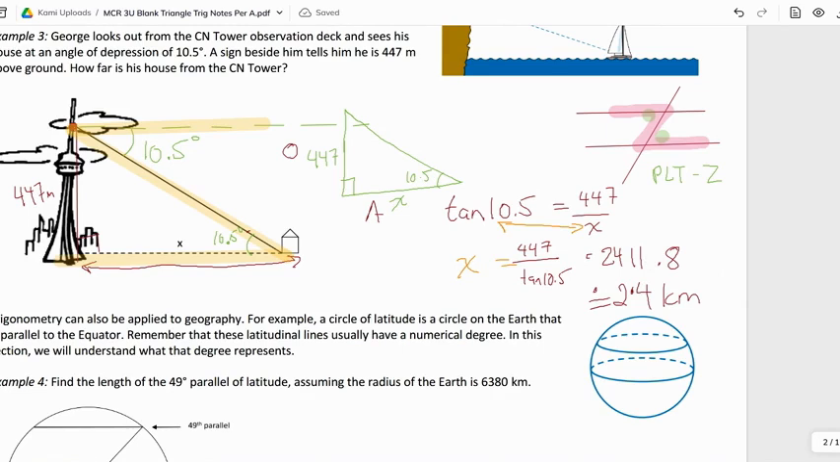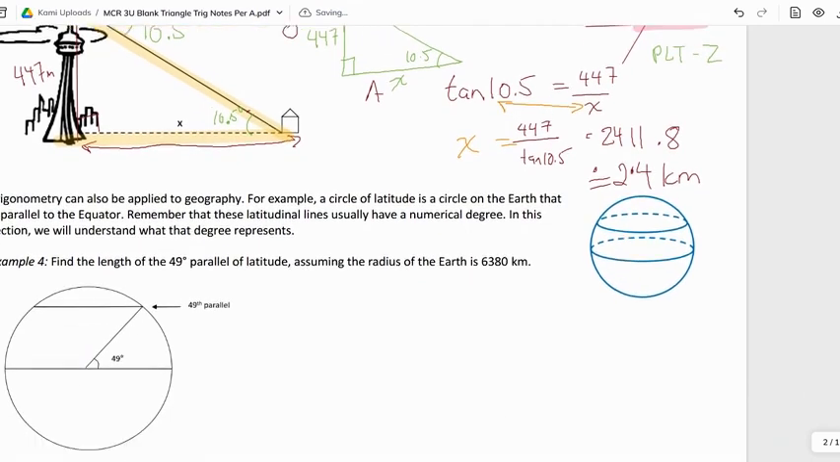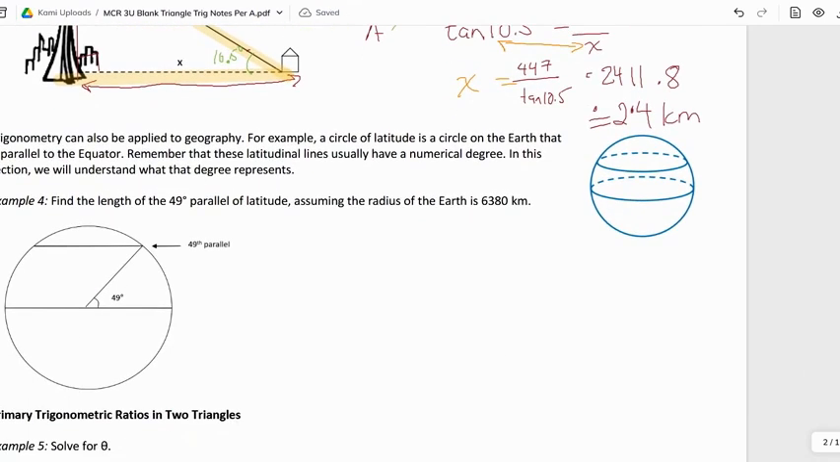Let's go back to the whole idea of corresponding sides. Which angle is the smallest angle? 10.5. Does it correspond with the shortest side? Yeah, it does. Great. I did a check in my head. It makes sense. All right. As if that wasn't enough. Of course, that wasn't enough.